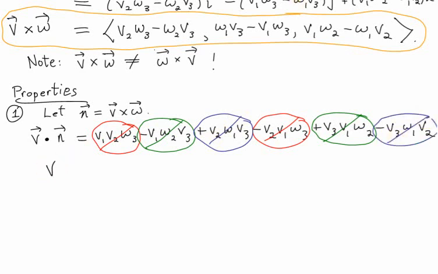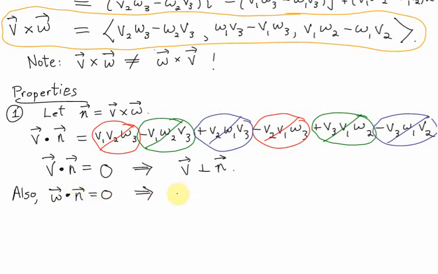That leaves us with v dot n is equal to 0. So if the cosine of the angle between them is 0, the angle between them is a right angle, so the vectors v and n are perpendicular. Now, if you really like algebra, you can carry out this calculation again for the vector w. It turns out to give you the same result. The dot product of w and n is 0, so w is perpendicular to n.